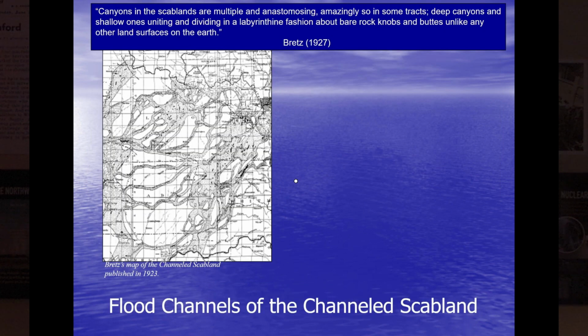This is a map he produced in 1923 showing channels in Eastern Washington. "Canyons in the Scablands are multiple and anastomosing, amazingly so in some tracts. Deep canyons and shallow ones uniting and dividing in a labyrinthine fashion about bare rock knobs and buttes, unlike any other land surface on the earth." He did this all from the ground. He never got up in an airplane. I mean, he did it all from the ground.